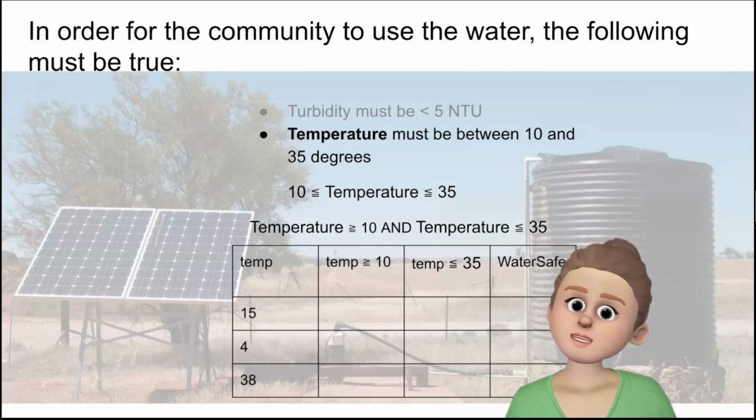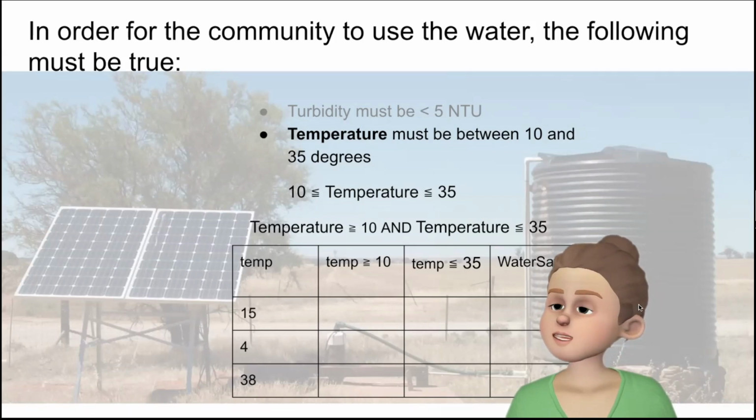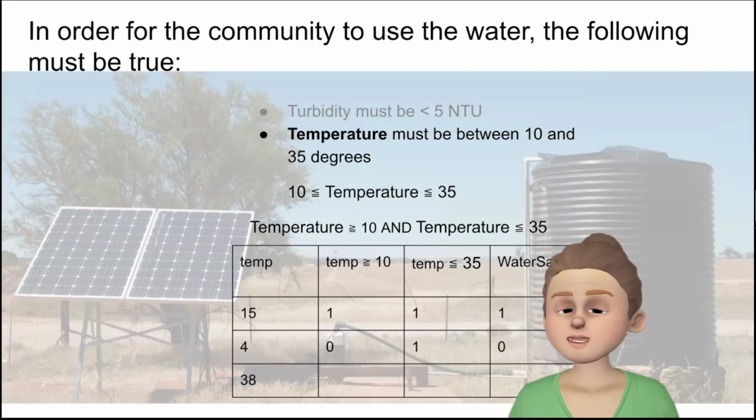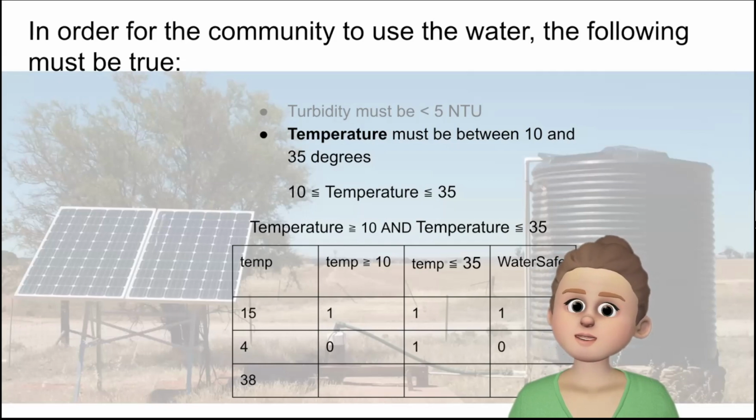So if my temperature is 15, what's going to happen is that the temperature will be greater than 10, so that's true. The temperature will be less than 35, that is true. So that means the water is safe. If I move to a temperature of 4, in this case, the temperature is not greater than 10, so that is false. The temperature is less than 35, that is true. But the water is not safe because that first condition is not met.